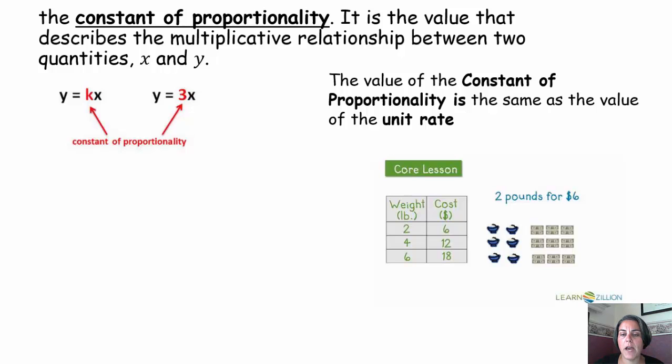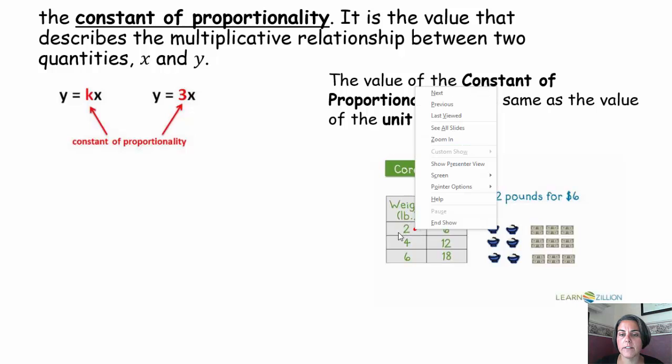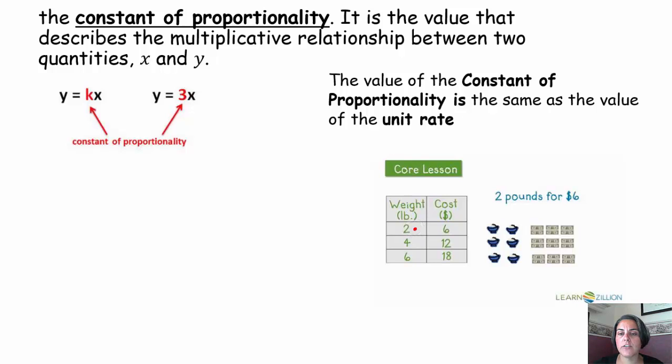So if I buy 2 pounds of rice, what would I multiply that 2 by to get my cost of 6? If I buy 4 pounds of rice, 4 times what is 12? And if I buy 6 pounds of rice, 6 times what is 18? If there is a constant number that we can multiply by every time, we're looking for the multiplicative relationship. So if we can find a constant number that we multiply by every time, that constant will be our constant of proportionality.